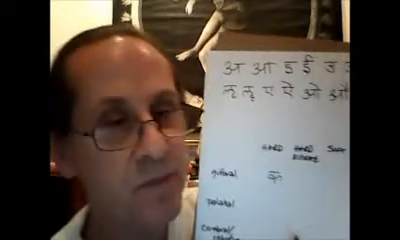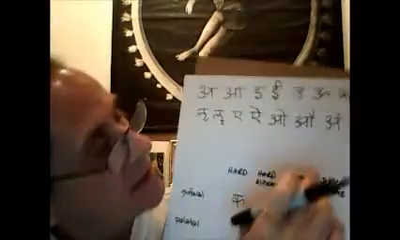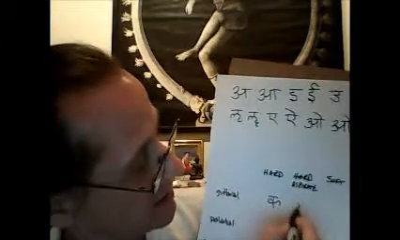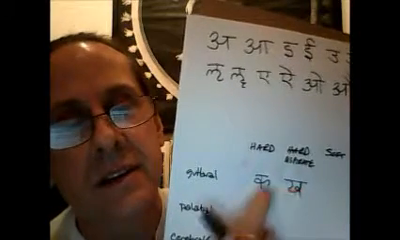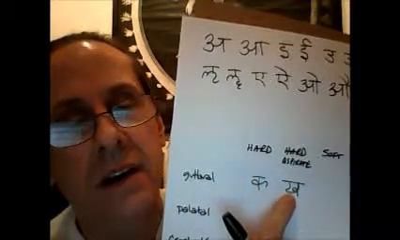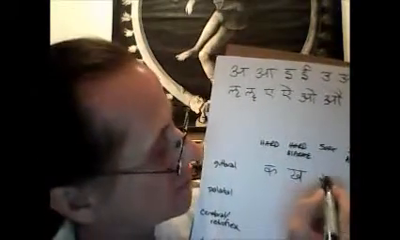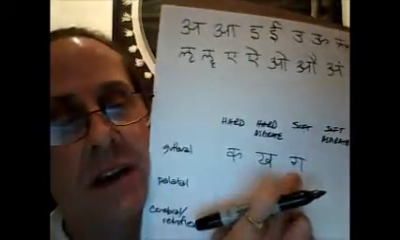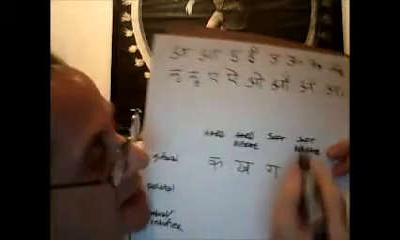Now the next column are the hard aspirates, where we add H. So we have ka, kha. Now we have the soft gutturals. This is just like our English G, ga, as in Ganesha. And when we add the aspirate, when we add the H, it becomes gha.